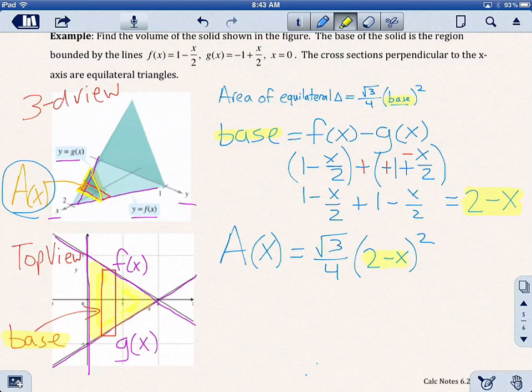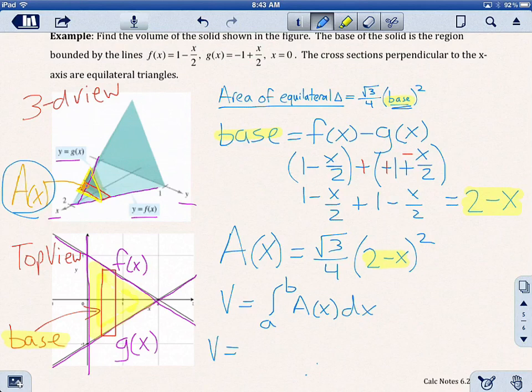Okay, so really two things you have to do there. One, come up with your general equation for your cross-section, and then figure out how to write that as a function of x by looking at the functions that you're given. So now finding volume, it's going to be the definite integral from a to b of the area of our known cross-section with respect to x.